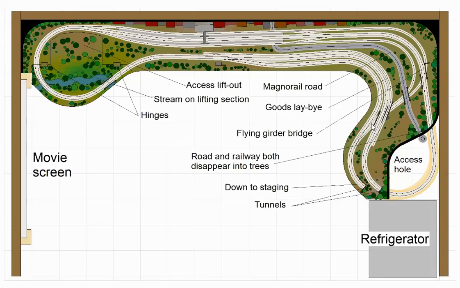And the line from this junction around the back passes under 3 separate bridges. At this point, because of the curve, it's necessary to build a flying girder bridge. Quite rare, but also very interesting. It's unfortunate that it has to be hidden at the back of the layout.